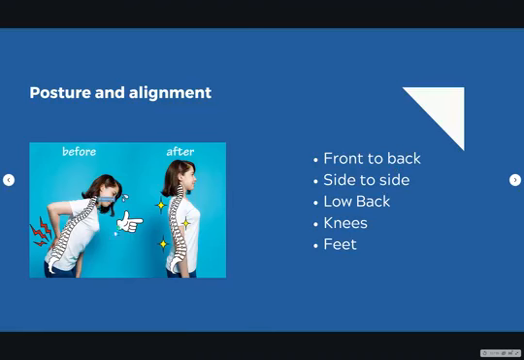Posture and alignment affect the hip and the sacroiliac because with poor posture, it can put more pressure on one side than the other. We assess posture front to back and side to side. We also check the low back for hip conditions and the knees because they are the joints above and below the hip in the kinetic chain. And then we check the feet too because we want to see if there's improper footwear or improper posture of the feet. If the feet are turning in or outward, it can affect the hips as well.